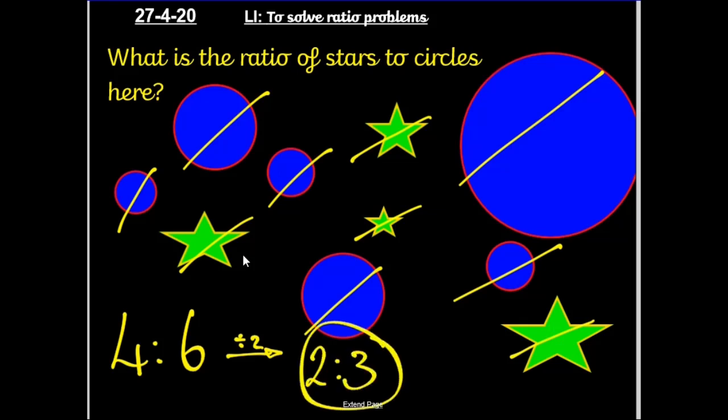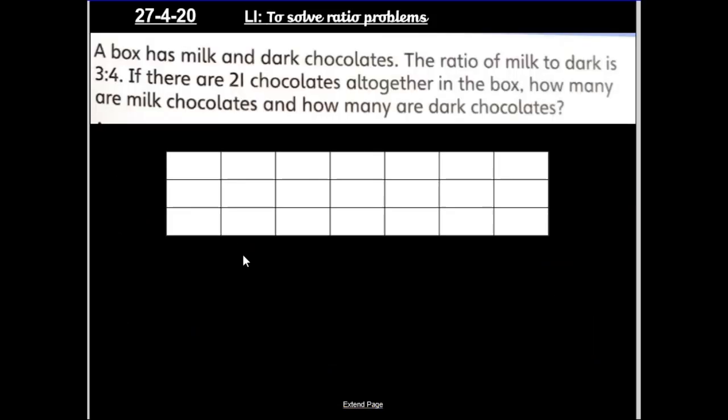Okay, let's look at the next problem. We're moving on a little bit here now then. So a box has milk and dark chocolates. The ratio of milk to dark is 3 to 4. There are 21 chocolates altogether in the box. How many are milk chocolate and how many are dark? So I've got my ratio. I know how many are in the box. And the question I've got to work out is how many are milk chocolate and how many are dark chocolate?